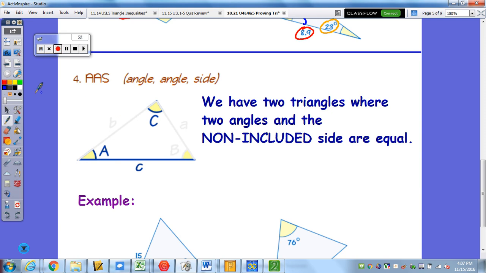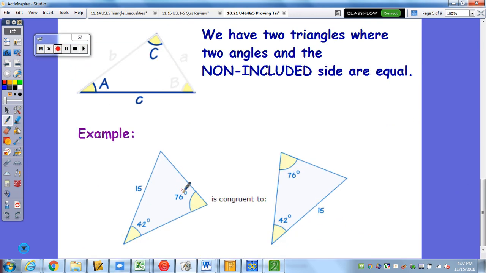The next one is angle, angle, side. In this case right here, we're talking about 2 angles, consecutive angles, one after the other, and then the side at the end is congruent to each other. So when we look at this example right here, I can see that this angle right here is congruent to this angle right here. The very next angle is congruent as well, and then the side right after that is congruent to the other side after those angles on the other triangle. So therefore we have triangles that are congruent by angle, angle, side.